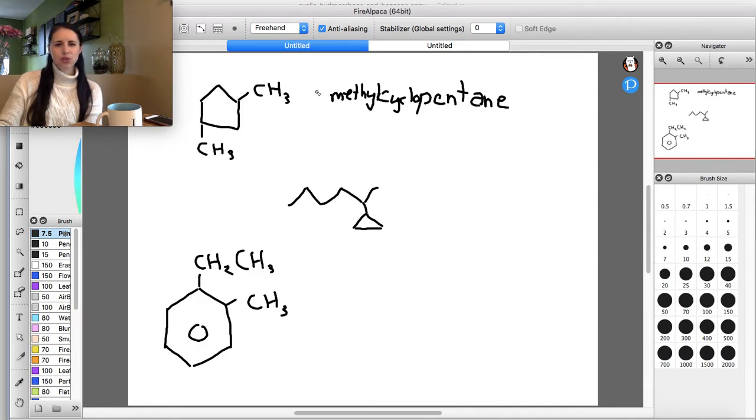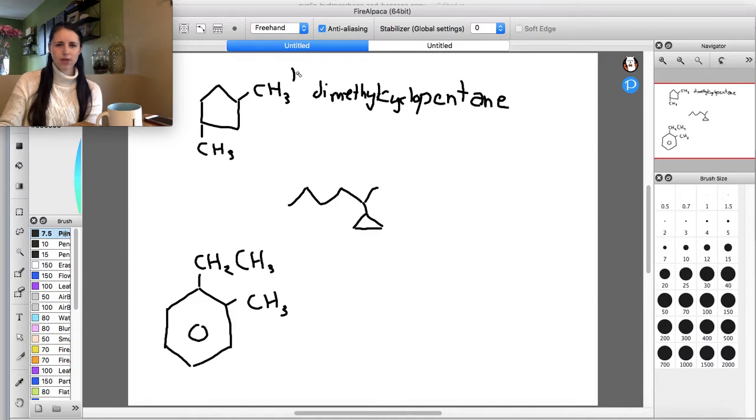I have 2 of these, so I'm going to use di. And I do have to state the location of my 2 methyl side chains. So remember, I can make anything carbon 1. I can also count clockwise, or I can count counterclockwise. So I can make this carbon 1, or I could make this carbon 1. Let's start by making this carbon 1. 1, 2, 3, 4, 5. So that would make this 1.